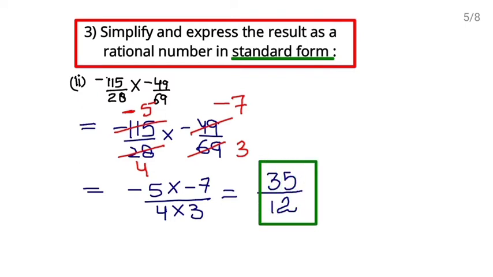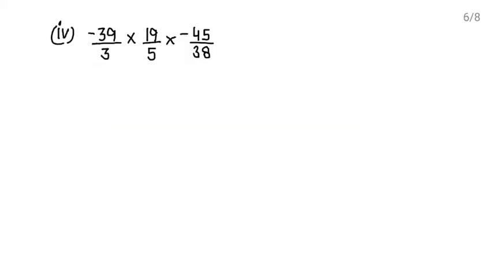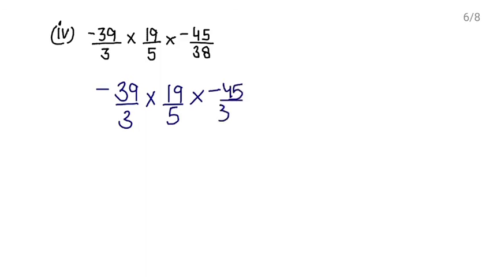In standard form you will not write it as a mixed fraction. This is improper now, but still you will not write it as mixed. You will leave it like this. This is your answer. Next question, fourth part. Minus 39 upon 3 multiply 19 upon 5 multiply minus 45 upon 38.